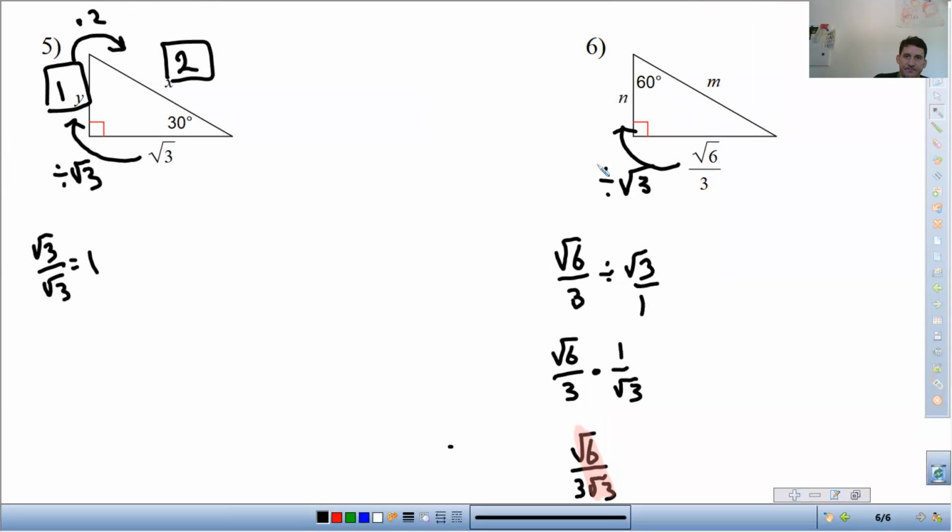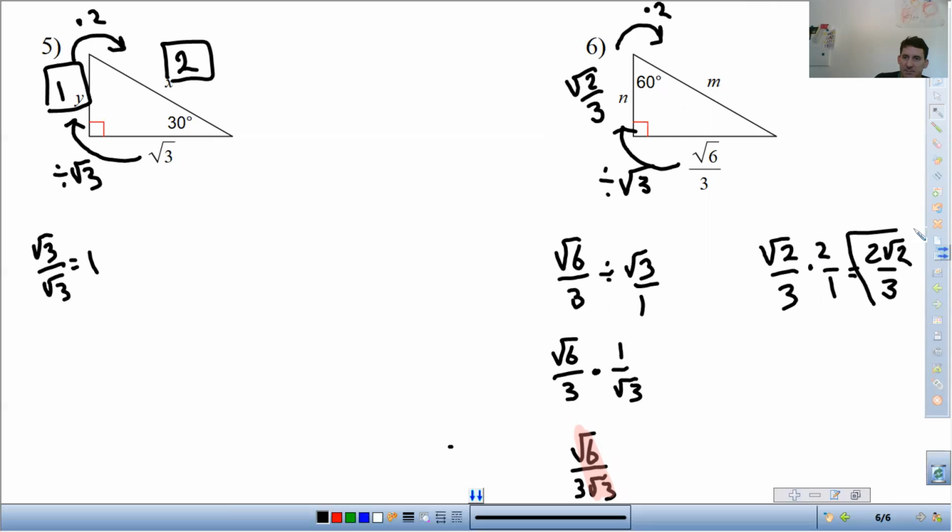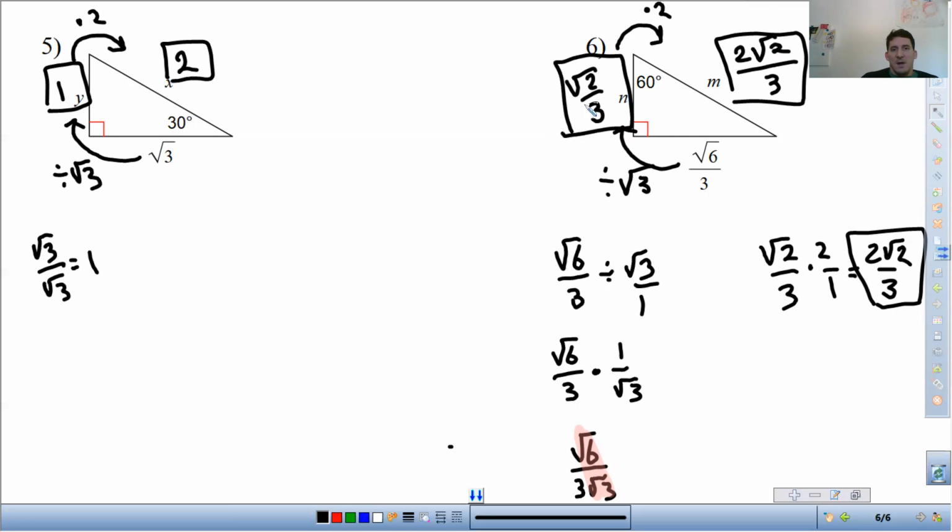Well, I'm done with that one. Root 2 over 3. And then, to get the hypotenuse, you multiply that by 2. So root 2 over 3 times 2, make it a fraction. 3 times 1 is just 3. 2 times root 2, just squish it together in the top. Boom. There, we're done there. So 2 root 2 over 3. And that'll do it for special right triangles.